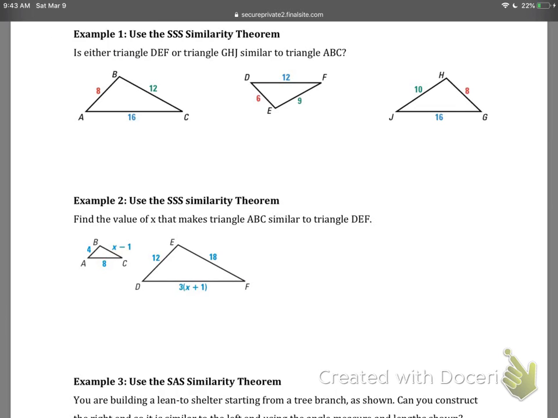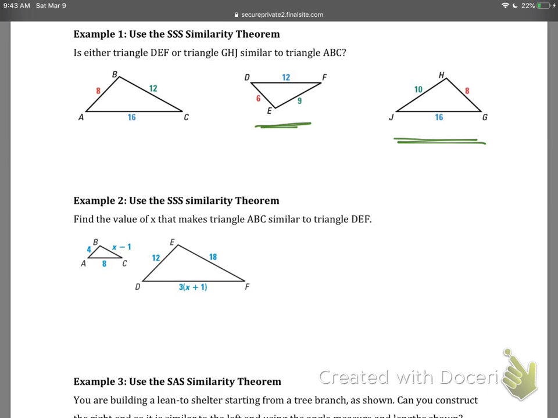Okay, in example 1, they say that we're going to use the side, side, side similarity theorem. So is either triangle DEF or GHJ similar to ABC? So here's DEF and here's GHJ, I should have said. So let's check this out.